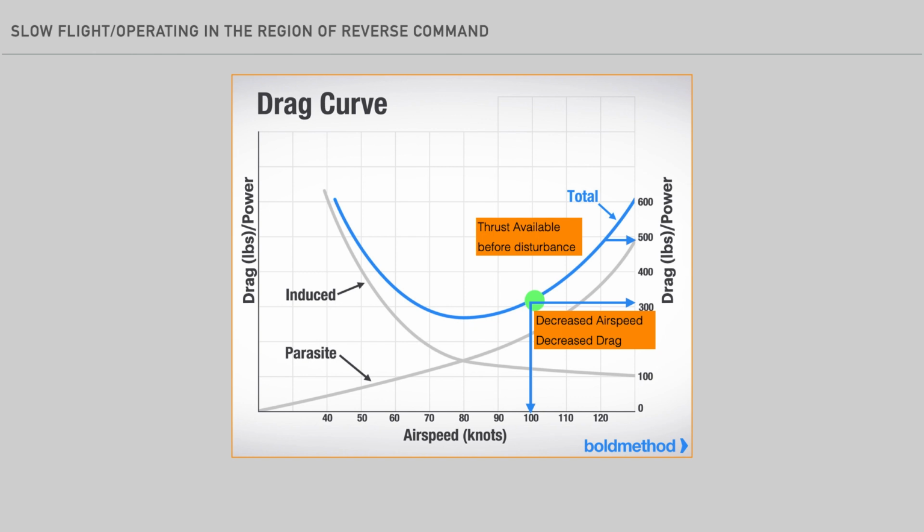When operating on the front side of the power curve, as airspeed slows, total drag decreases mostly due to less parasitic drag. Since power hasn't changed, but total drag has decreased, there is excess power available. The airplane will then seek its previous airspeed. This behavior is termed speed stable.